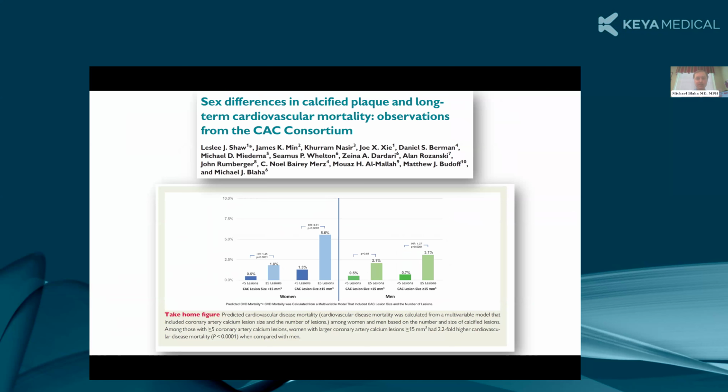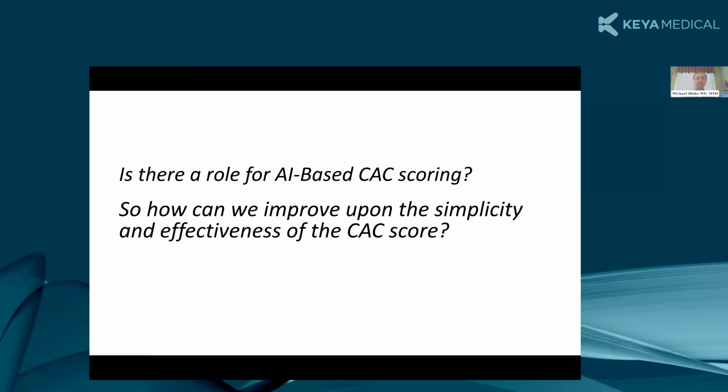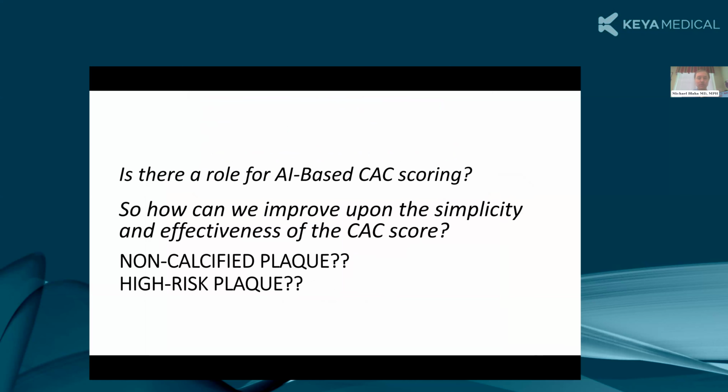So the question is, where are we headed in the future with either a new calcium score or maybe one that's interpreted by an AI tool? Is there a role for AI-based calcium scoring? And how can we improve upon the simplicity and effectiveness of the calcium score? So really, is the answer non-calcified plaque, some measure of high-risk plaque?